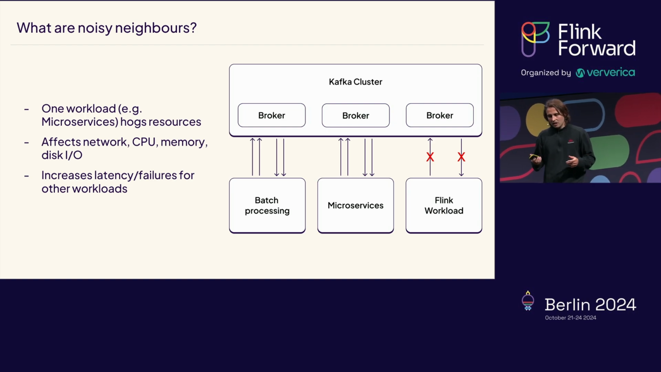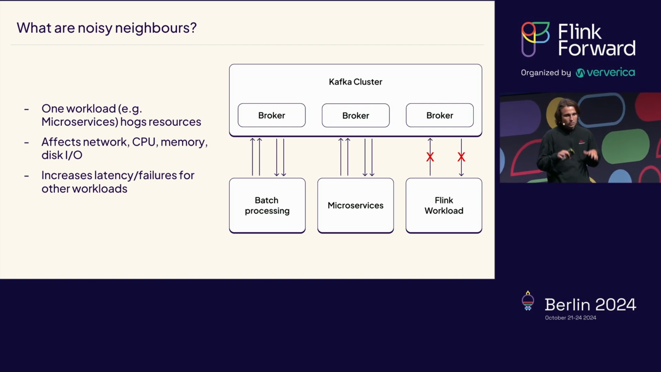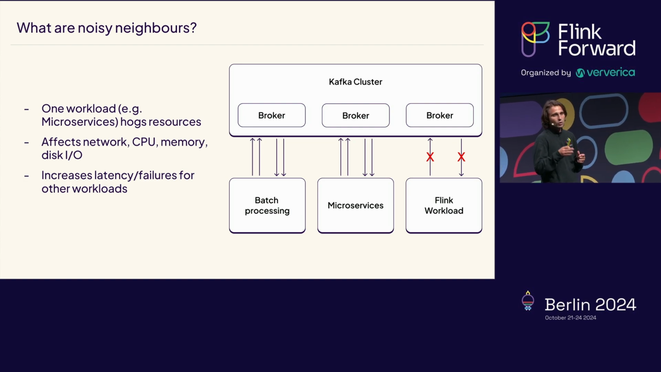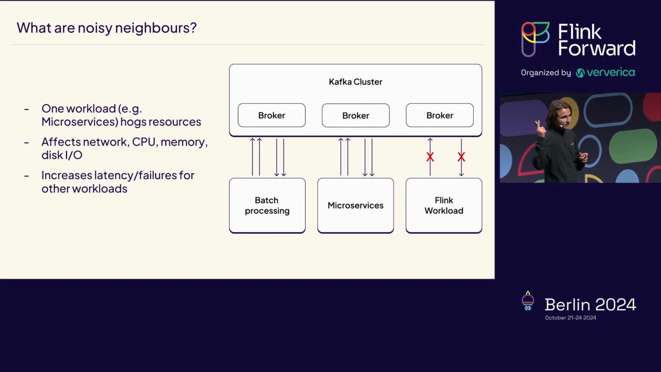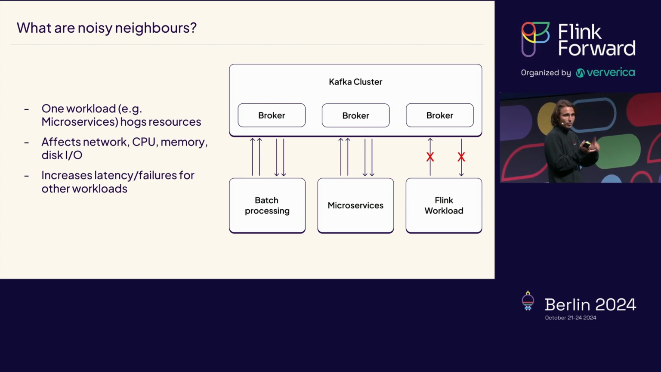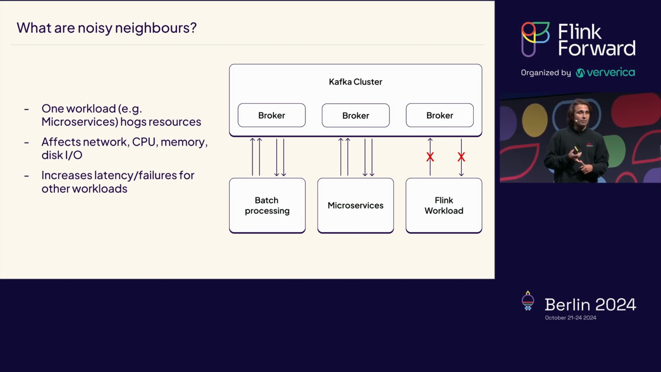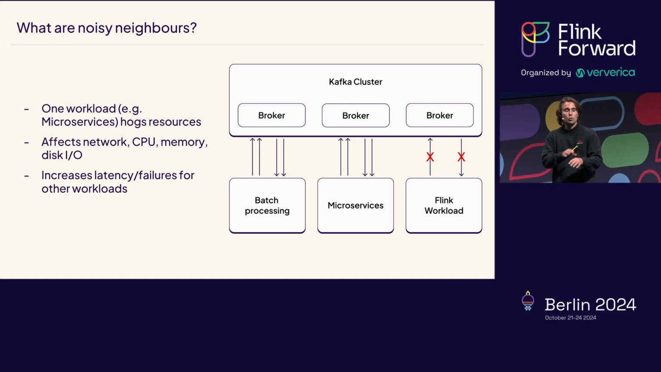Noisy neighbors are something in those terms, in the sense that you can have a Kafka cluster, and there you can have multiple workloads reading, consuming and producing to it. For example, in this diagram, you have a batch processor running batch analytics. Then you can also have the Kafka cluster used as a communication hub between microservices. And then, of course, you have your Flink cluster.